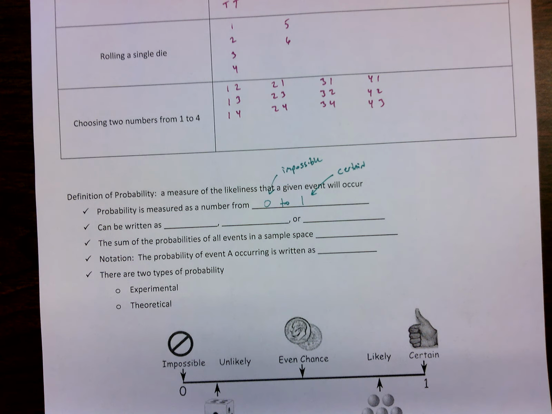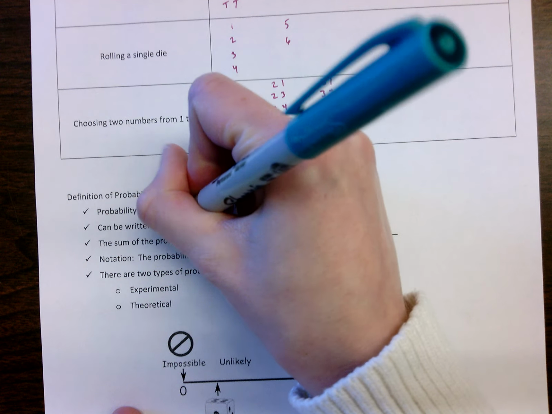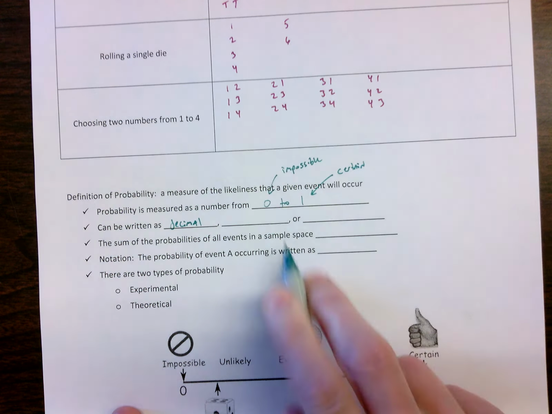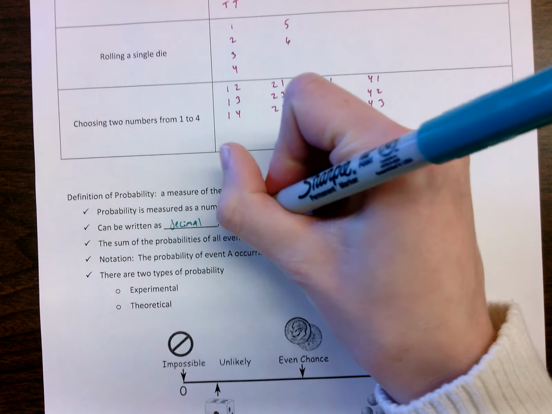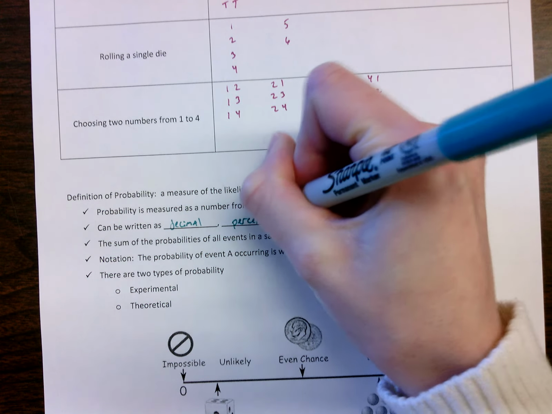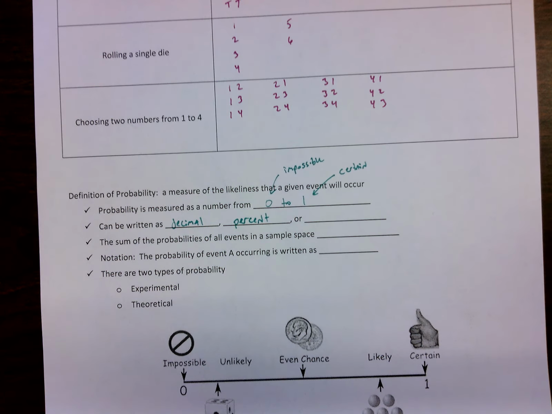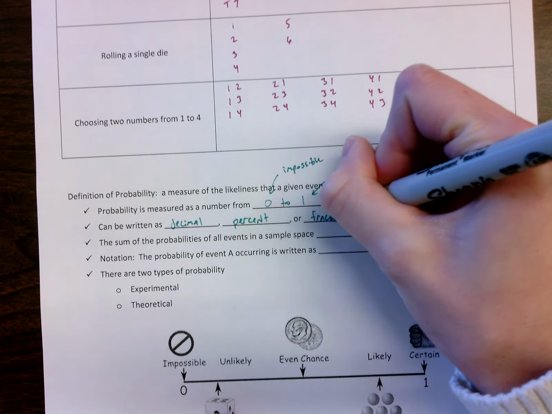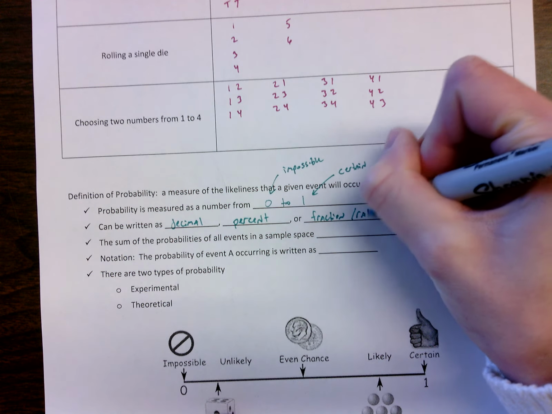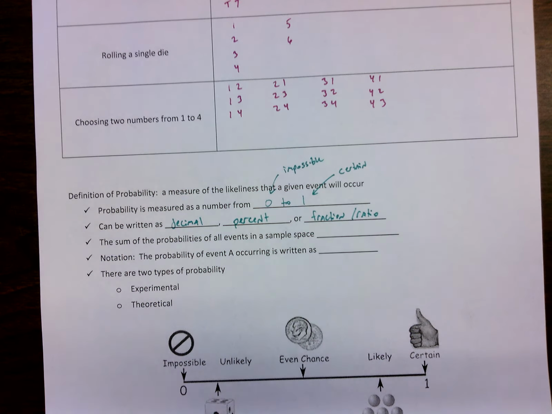All right, now we can write probabilities as a decimal. So if it's between 0 and 1, we'd write it as a decimal. So you can have a probability of 0.5 or 0.3 or whatever. You can also write it as a percent. So 0.25 would be 25%. Or you can write it as a fraction or ratio. So a 1 in 4 chance that something happens.